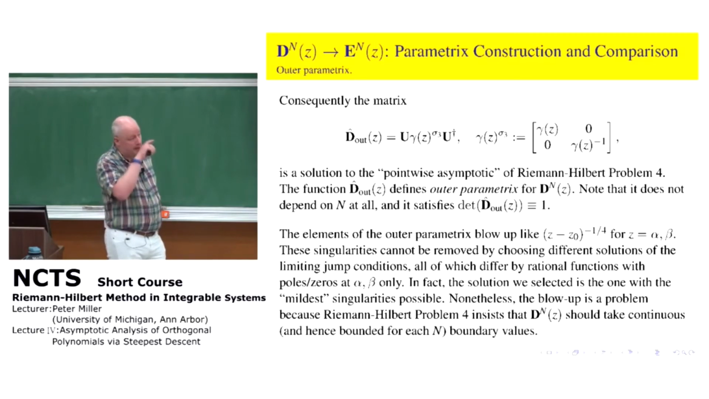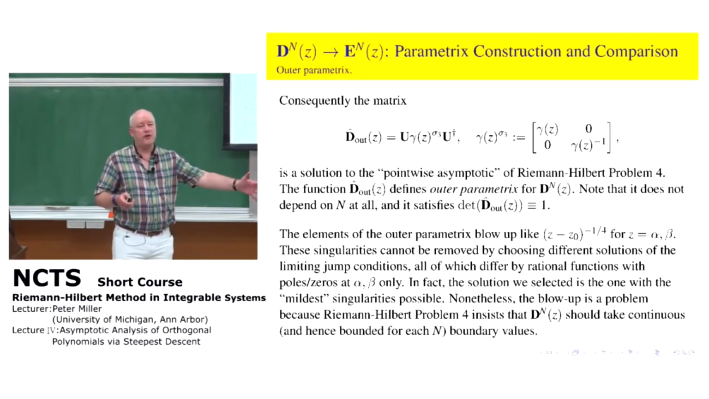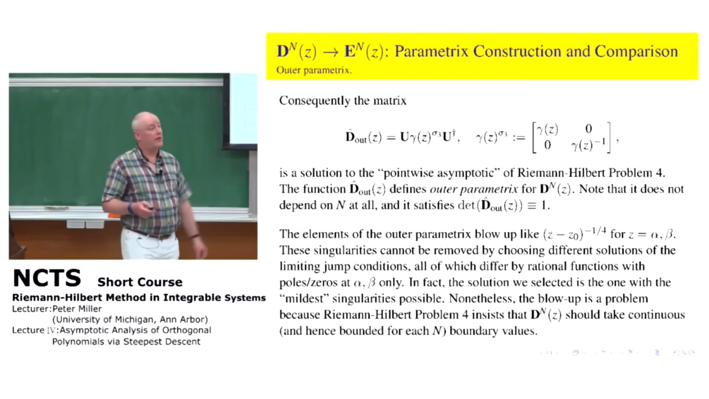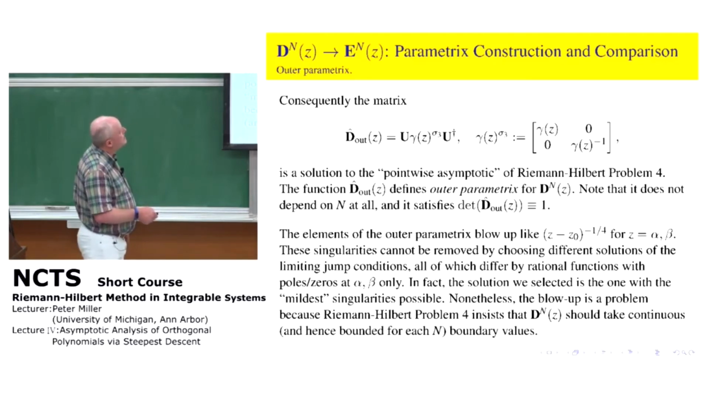It's completely independent of n, and somehow that means that the n dependence in what we need at the end for our polynomials, it's all hiding in those transformations that we've already made. It's really interesting. Anyway, so that's the outer parametrix. It doesn't depend on n. Its determinant is exactly equal to 1.